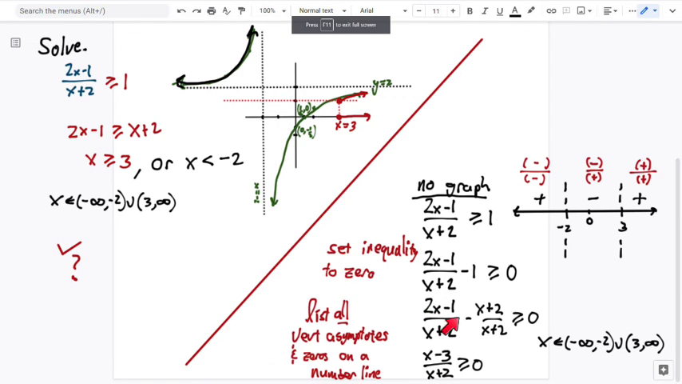Sorry, let me finish the writing here. So with this, I put in a number like 0. I go back over here and say the numerator is negative and the denominator is positive, so we're always negative, and that's not solving my inequality.